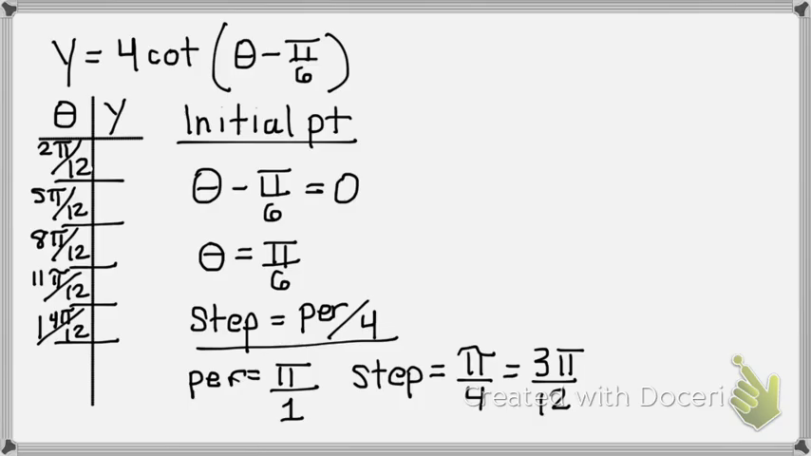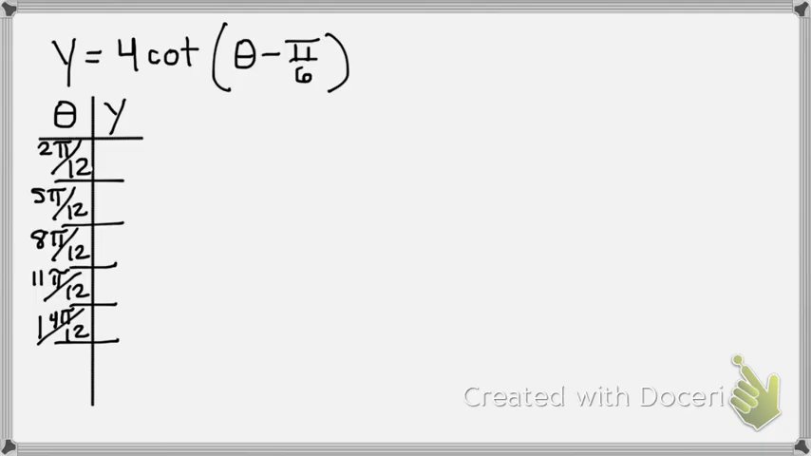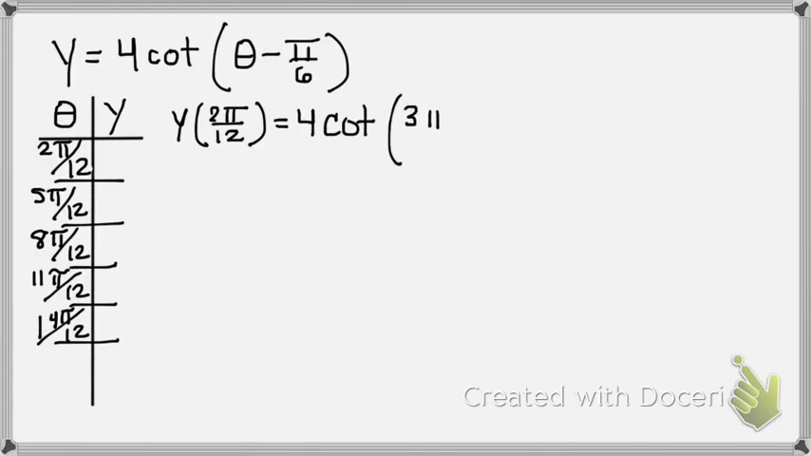Okay? So the next step is to plug these values in. Let's start off with a blank slate here. And then I go y of 2 pi over 12 is equal to 4, and then I plug in cotangent. Theta is now 2 pi over 12. Now in this case, it's going to be convenient for me to say 2 pi over 12 is pi over 6, right? Because I'll be subtracting pi over 6. And there, it's at 0. So I go 4 cotangent 0.